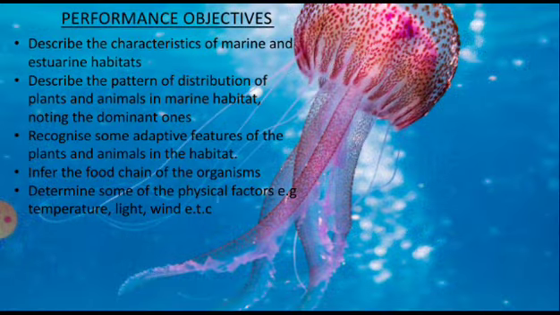Now, before we go into the definition and the likes, we're going to look at the performance objective. The students are expected to be able to describe the characteristics of marine and estuarine habitats. They are expected to be able to describe the pattern of distribution of plants and animals in marine habitats, noting the dominant ones, recognize some adaptive features of the plants and animals in the habitat, infer the food chain of the organisms, and also to determine some of the physical factors like temperature, light, wind, etc.